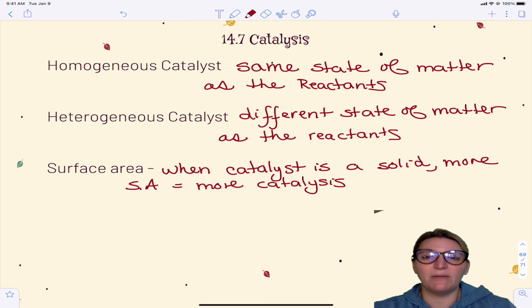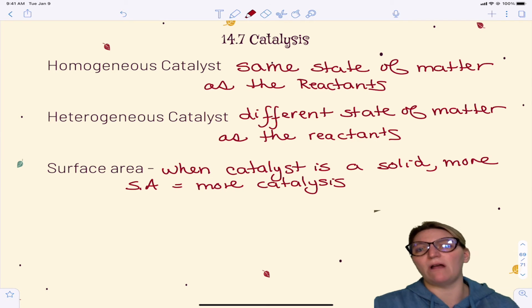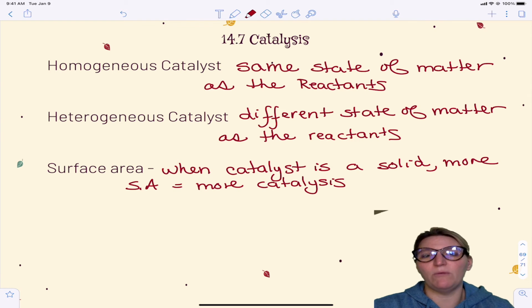Another aspect of a catalyst is what state of matter it is in. Most reactions that we talk about are aqueous, so if the catalyst is in the same state of matter as the reactants, also aqueous, we call that a homogeneous catalyst. There's nothing really special about that. There is something special, though, about a heterogeneous catalyst, which is in a different state of matter. This is almost always a solid, where the reactants are either gaseous or aqueous.